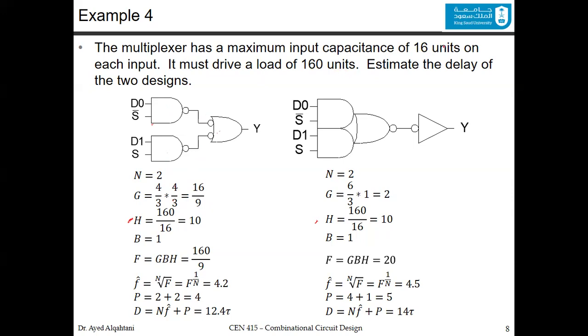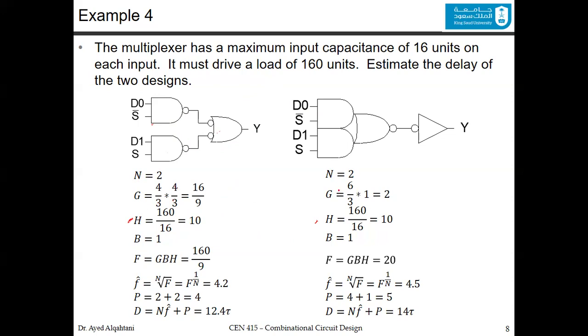And notice, no matter what units I give to you, they will be taken out because you will divide them by each other, or you are actually getting the ratio. So 160 divided by 16 is 10 in both designs. Now for the branching, there is no branching here. Also in the other design, there is no branching, so the branching is equal to 1. These are the initial values that you should get.